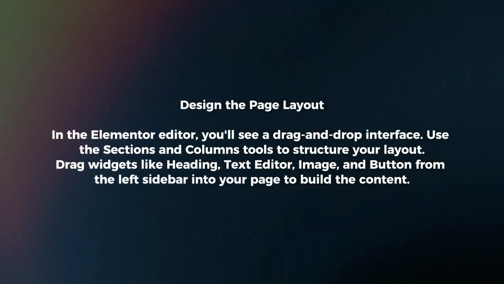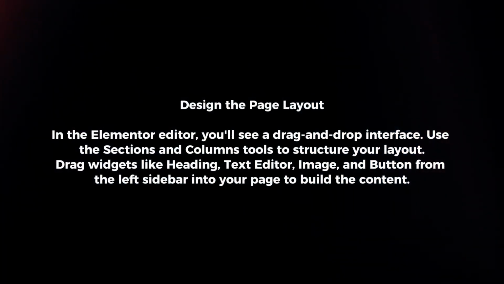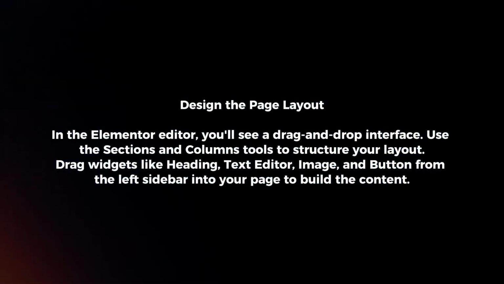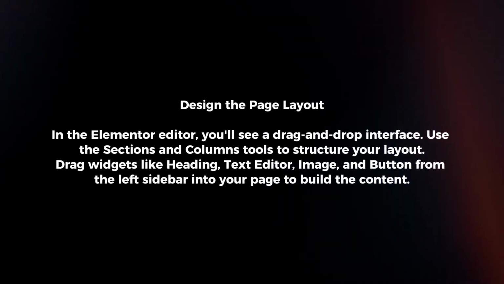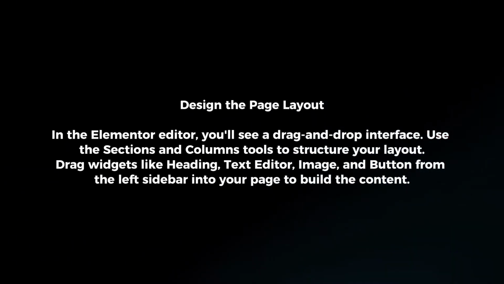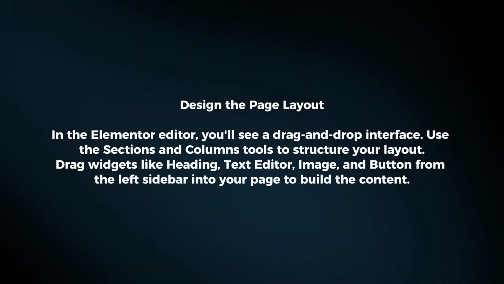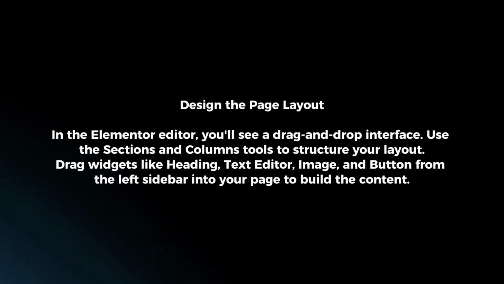Design the page layout. In the Elementor editor, you will see a drag and drop interface. Use the Sections and Columns tools to structure your layout. Drag widgets like heading, text editor, image and button from the left sidebar into your page to build the content.